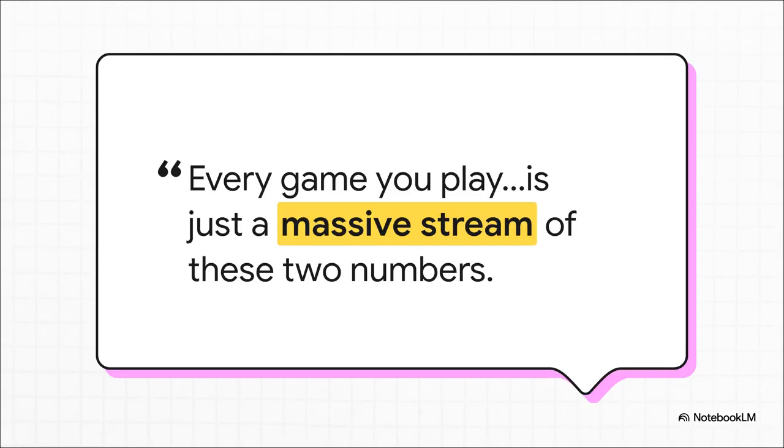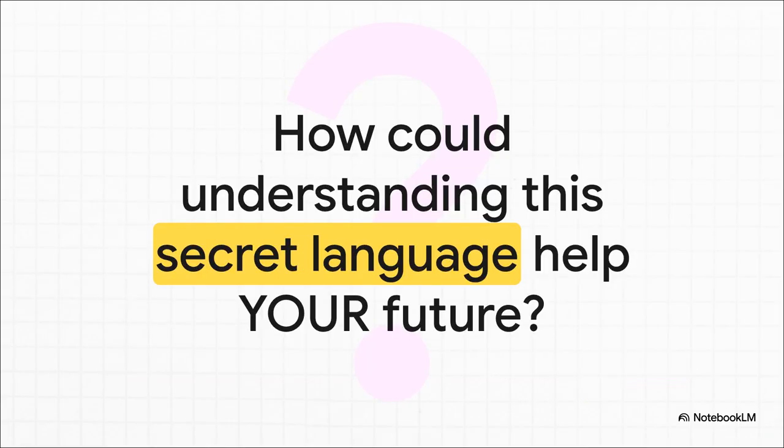So just take a second and let that sink in. That game you love to play, that song you're streaming, that photo you just took, at the deepest level, it is all just a massive, incredibly fast river of zeros and ones, representing billions of tiny switches flicking on and off. And that brings us to a final thought.